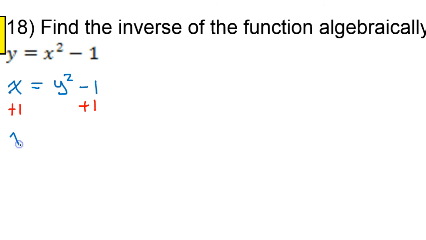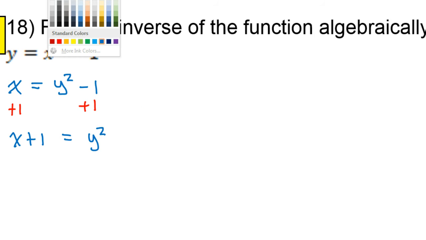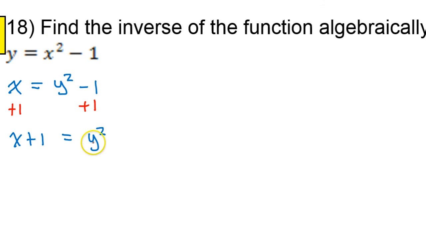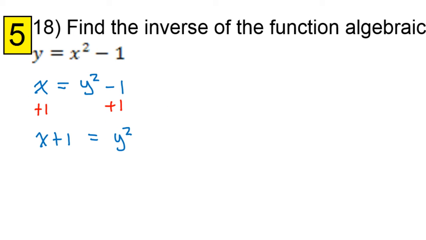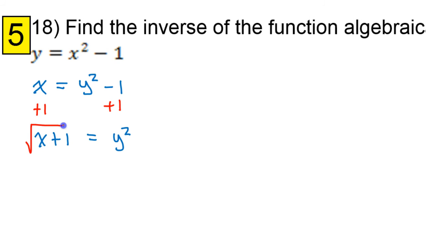So that's going to give us x plus 1 is equal to y squared. Then to unsquare this y, we need to take the square root of both sides. Okay, so that gives us y equals plus or minus the square root of x plus 1.